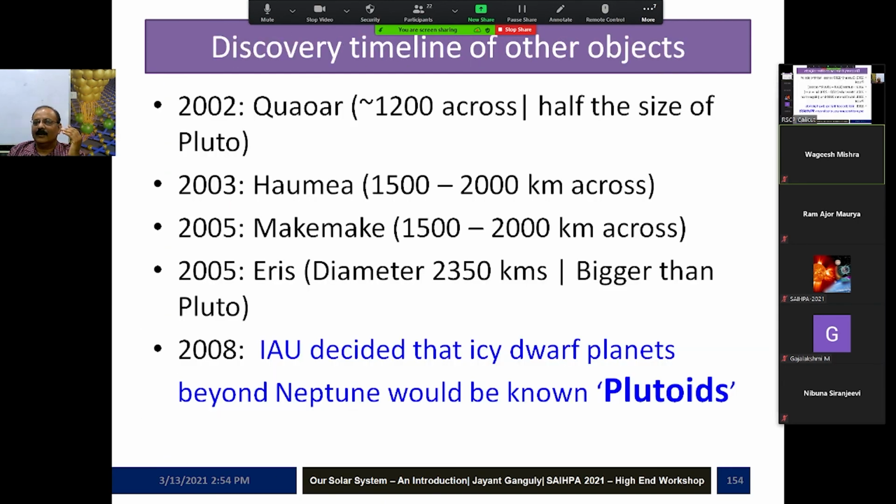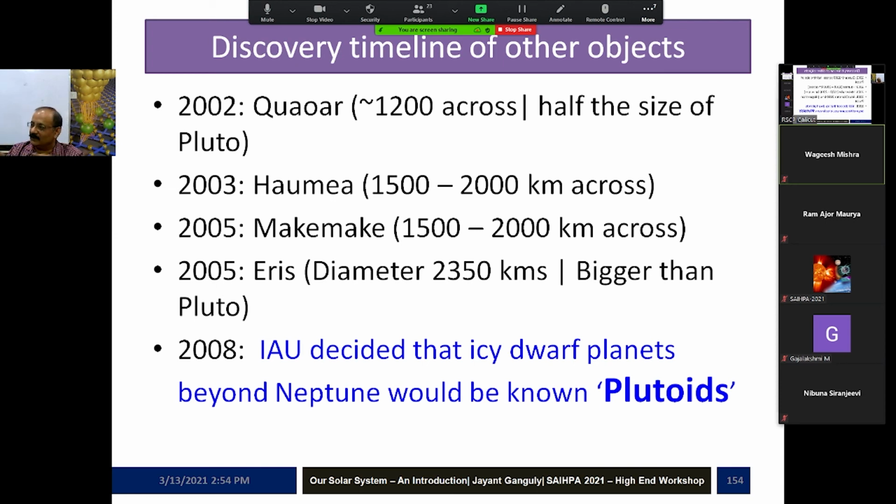Then we have the discovery of other objects. Why was Pluto ultimately demoted? We have a timeline. With this, I will put up the last slide. Quaoar was discovered in 2002, which is half the size of Pluto. Then Haumea was discovered in 2003, again smaller than Pluto, around 1,500 to 2,000 kilometers. Then Makemake was discovered in 2005, and Eris, as I said before, was also discovered in 2005, and it is around 10% more than Pluto.